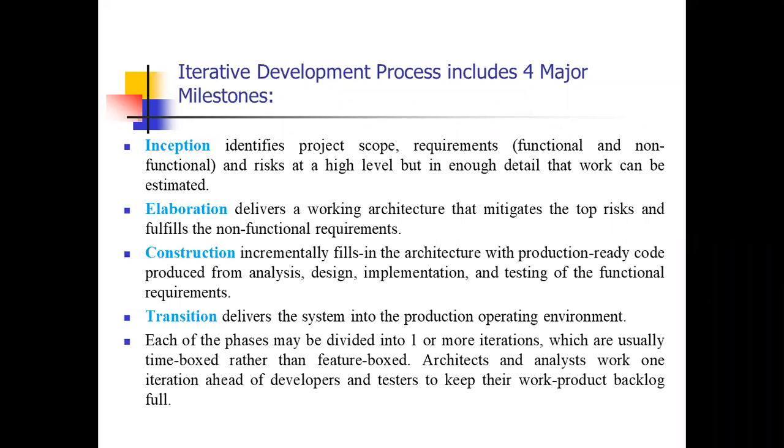Then the third one is the construction phase. The construction phase applies the approach in the form of code. It designs the actual working product on which testing is also done. That means it incrementally fills in the architecture with production-ready code, and produces from that analysis, design, implementation, and testing of the functional requirements. Then the fourth phase is the transition phase. It delivers the system into the production operating environment, and it also validates the solution and takes stakeholders' acceptance.